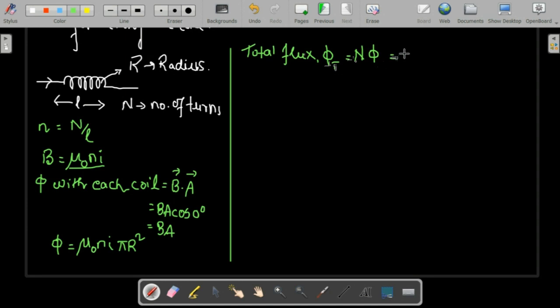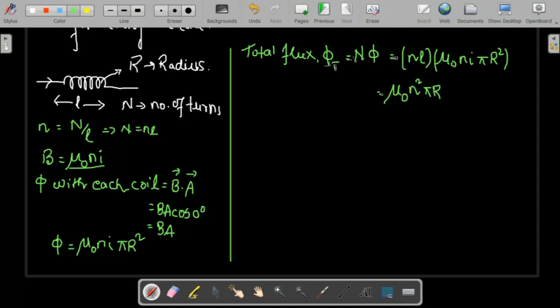What is N? Capital N is nothing but small n into L. So I can write it as small n into L into phi. Phi we have just now found out. This is nothing but mu naught n i pi r square. So you can square out the n here. You can simply write it as mu naught n square pi r square into L I.